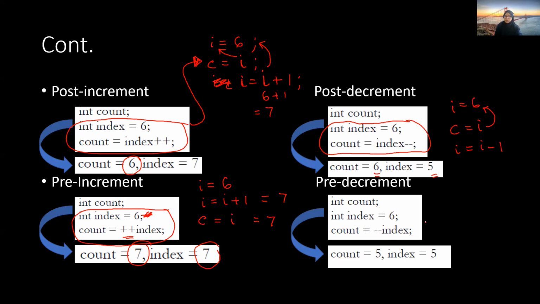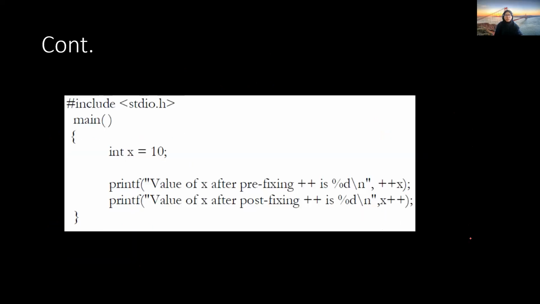Same thing, if you do the same thing, do the operator, break this out. So I equals 6, I equals I minus 1, and then C equals I. So that is why you get 5 and 5. Just take the meaning and then try to break it out. Okay. Any questions so far? Okay, no question. Then we can go to this one.